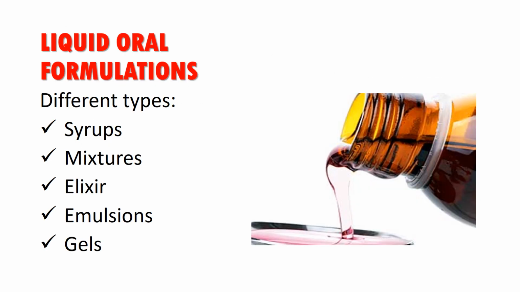Coming to the second dosage form, that is nothing but liquid oral formulations. Again, liquid oral dosage forms have different types. First one comes syrups, our usual cough syrups, paracetamol syrups. Mixtures. In mixtures, 2 to 3 ingredients will be mixed together to form a mixture, where usually a carminative mixture is a classical example, and cough mixture is also again a mixture.